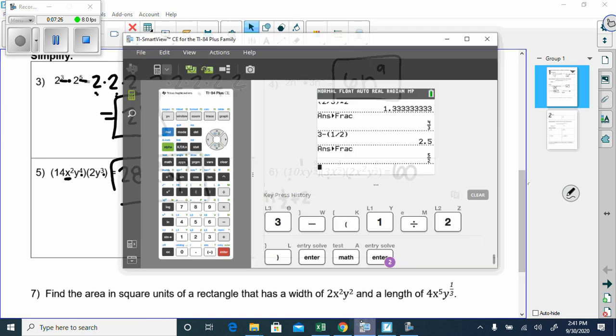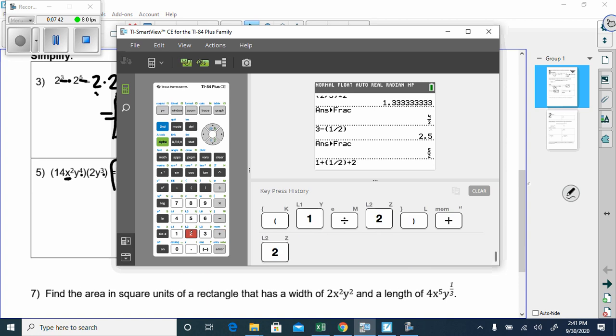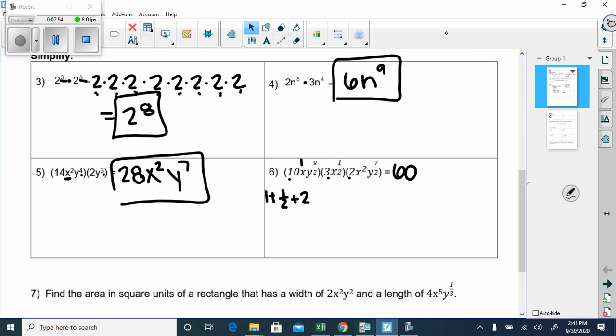Okay, so we have to keep it as a fraction for our final answer. So in your calculator, you could type 1 plus 1 half, just put it in parentheses, plus 2. And it gives me a decimal, but to convert it back to a fraction, all we have to do is math, enter, enter. So we get 7 over 2. Okay. So I have x to the 7 over 2 power.